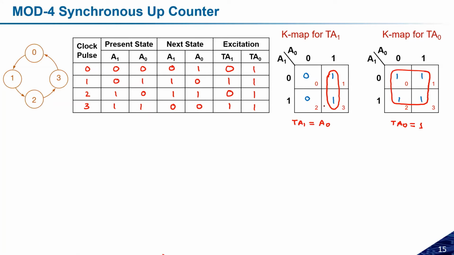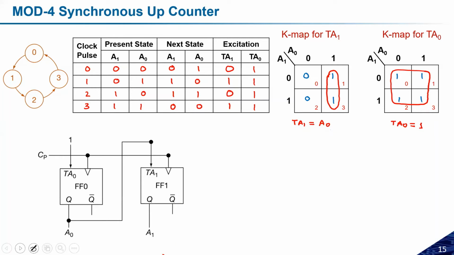Once we are ready with this, I have two flip-flops where the input of the first flip-flop will be connected to 1, and the input of the second flip-flop, TA1, will be the output of the first flip-flop, where A0 is the output of the first flip-flop. So this is how the circuit will look like. TA1 is the same as A0, and TA0 is logic high, and the clock will be connected to all the flip-flops. So this is how the simple circuit for this mod-4 up counter will look like.